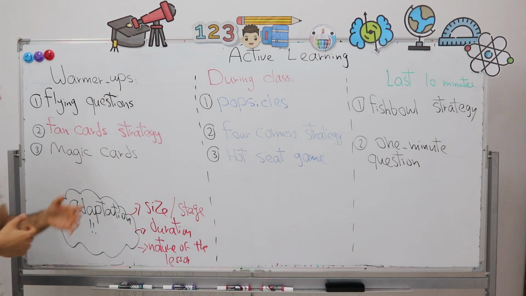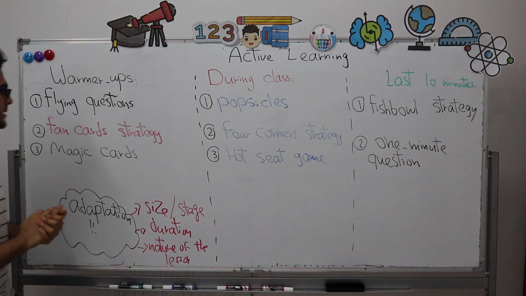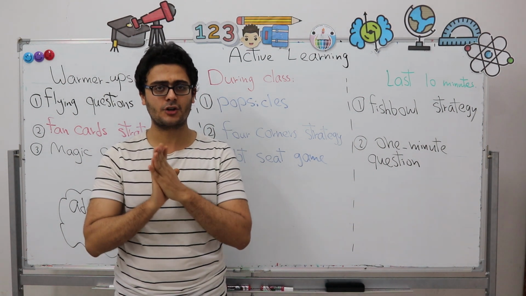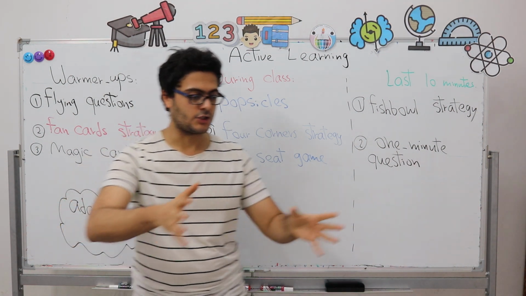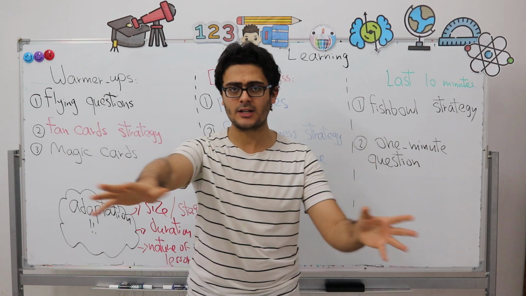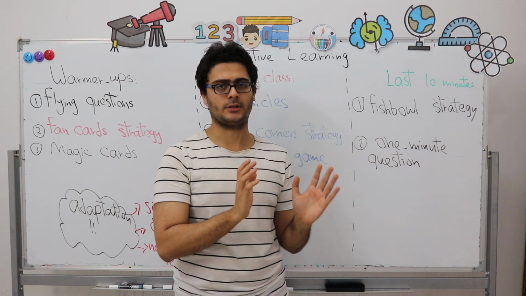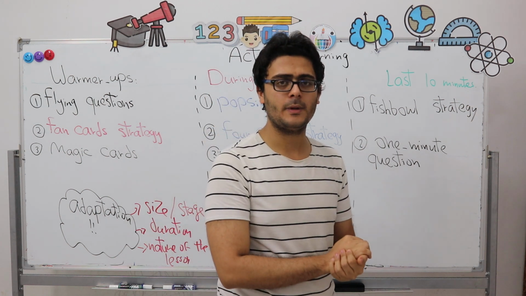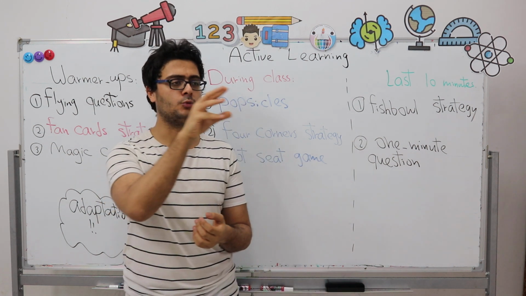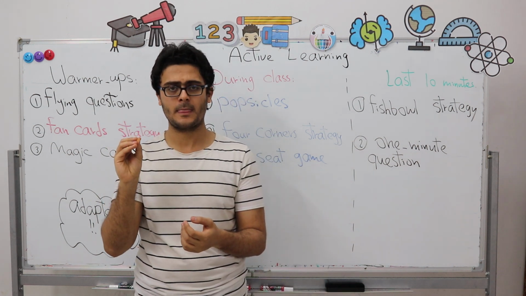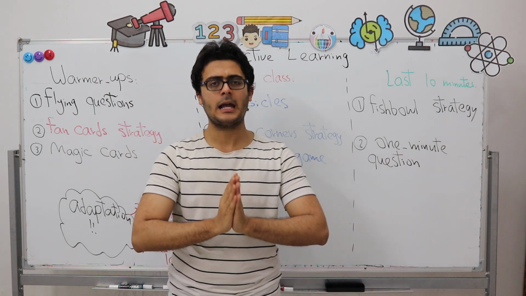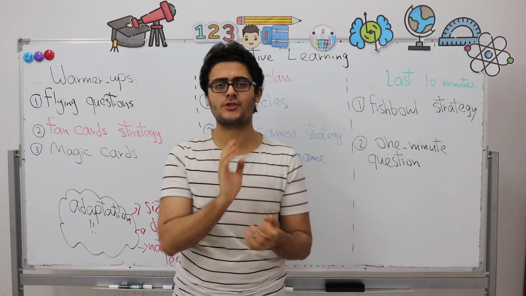Let's move on to number two, fan cards strategy. How can I perform it? You will have some cards of different colors and each card will have a question. And you're going to divide your classroom into groups of 3 students. Then you will go to each group and ask the first student to choose or draw a card. Then you will ask the second student to read the question. And you will ask the third one to answer it.